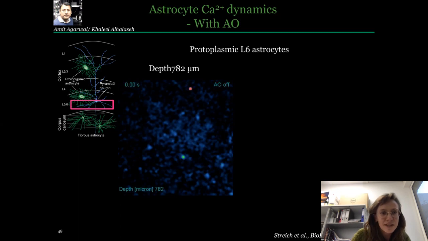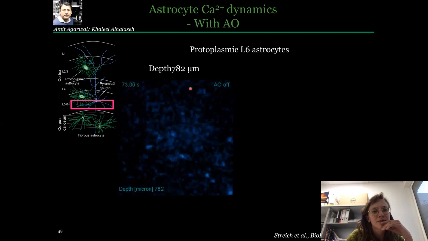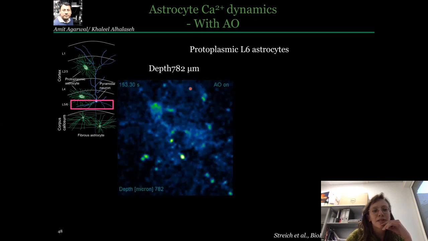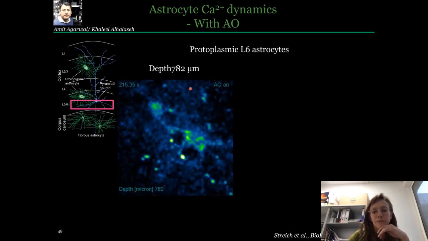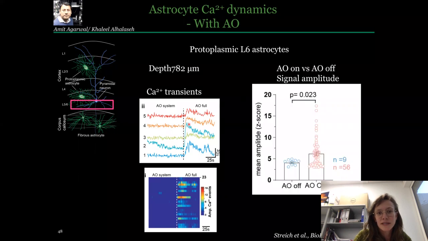And here on this video, you can see a layer 6 protoplasmic astrocyte at 800 micrometer depth. Here you can see the video before aberration correction, and appreciate it's difficult to resolve transients. Now aberration correction is enabled, and we can clearly see the transients traveling through the astrocyte. And this improvement in signal amplitude you can also appreciate here on these calcium traces, where we have a clear enhancement of the mean amplitude of the signals, which is also plotted on this graph here.